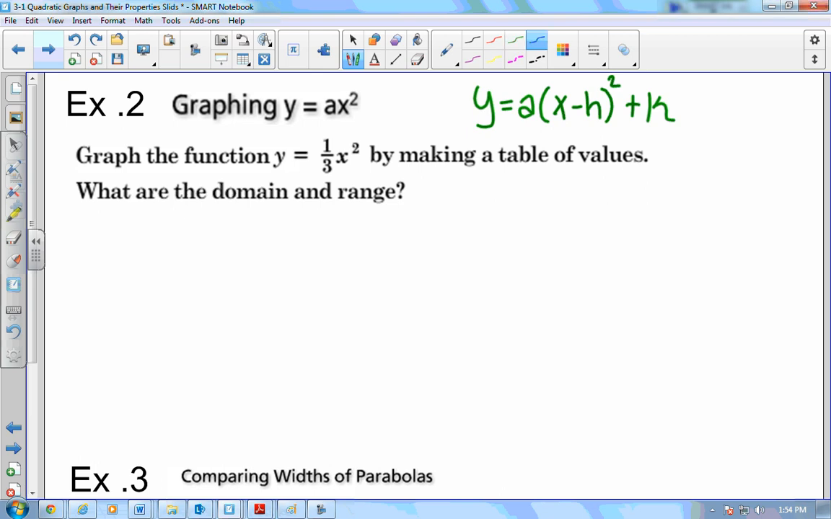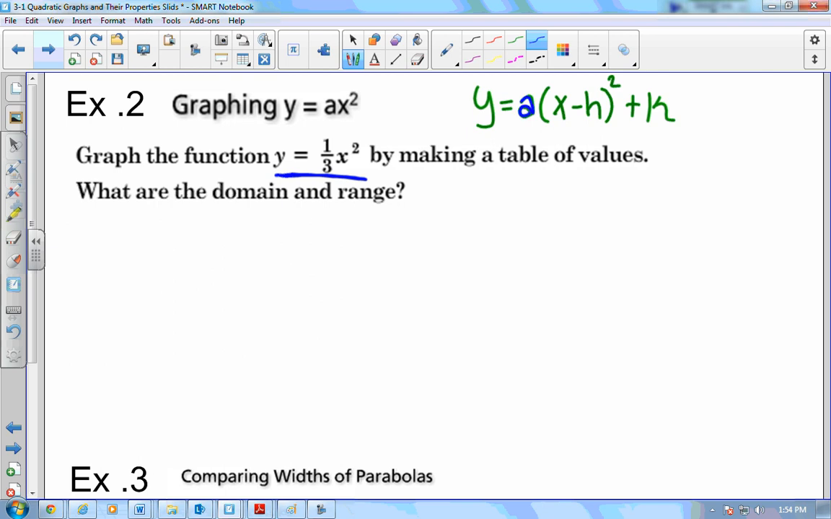So in example 2, it says graph this function. In front of the x squared, what does it have? 1/3. And what's between the 1/3 and the x squared? So we have a multiplier. This a is a multiplier. It does something to the graph.